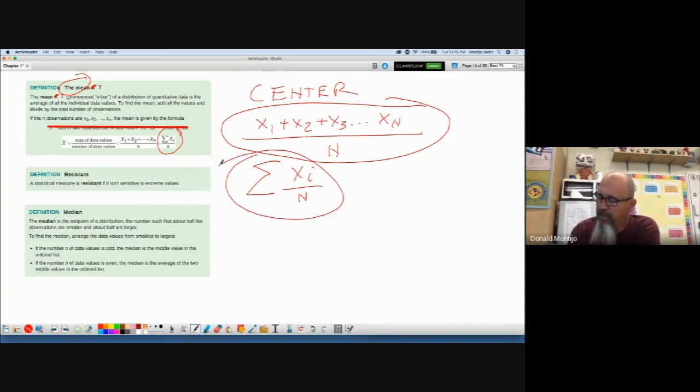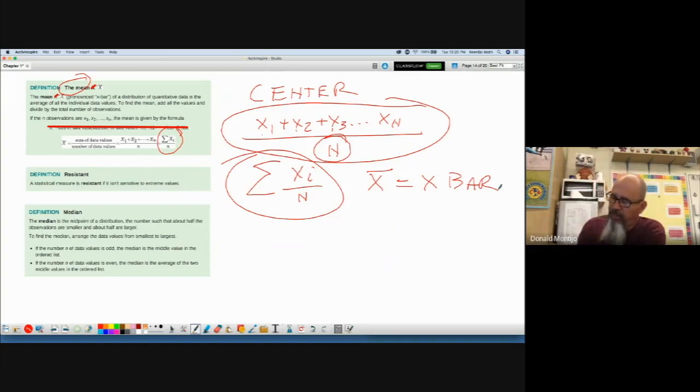This says the summation of x sub i over n, which says take every individual x, add them all up, and divide by how many there were. That's how we find the mean. That's one way that we can find the center. When we calculate the mean, we're going to use this term instead. That's the symbol for mean. We're going to call it x bar. X bar is a sample mean. It's the mean that we calculated from a sample set of data.